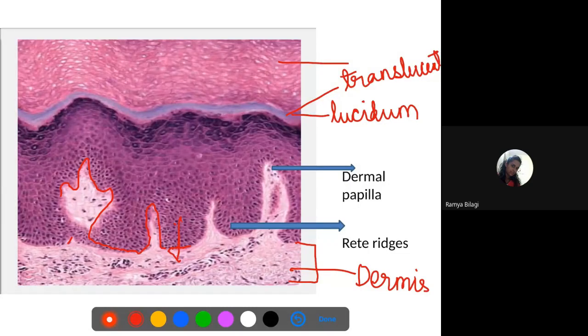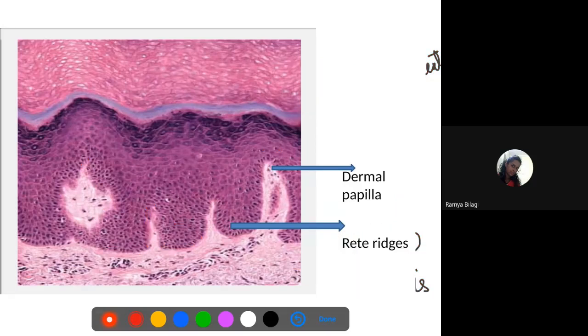So epidermis is being projected into the dermis. This part is called rete ridges. And here you see the light pink part, which is dermis, that is trying to project into the epidermis. This is called dermal papilla. So this you must remember. It is of histological significance. So next we shall study the layers of epidermis in detail.